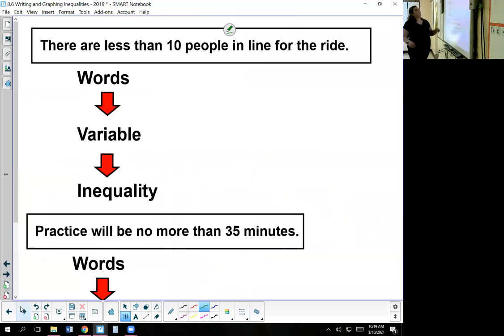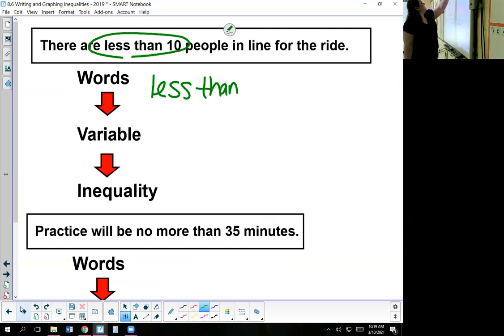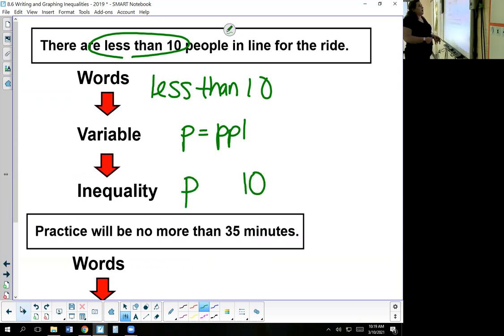So again, there are less than 10 people in line. So keyword here is less than 10. So let's use P for people. Okay. So let's use P and 10. And then I just got to figure out if I can have 10, 11, or 9. So one lower and one higher. So let's start with 9. Is 9 less than 10? Yes.